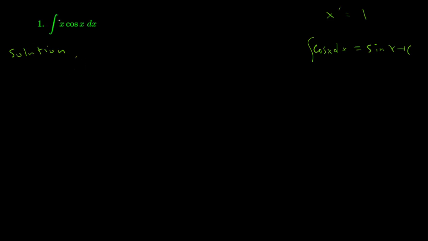Choose u to be one of the two factors for which the derivative is simpler. Okay. So we let u be x. Because the derivative of x is simpler, the derivative of u is equal to 1, which is simpler than x.